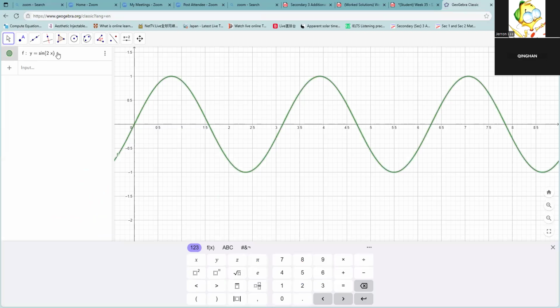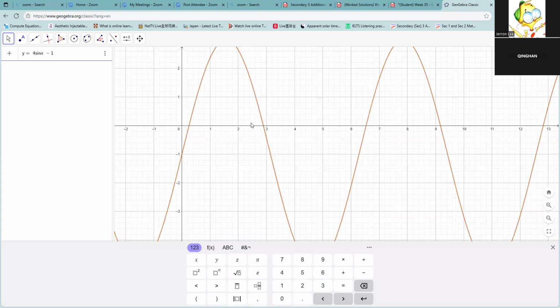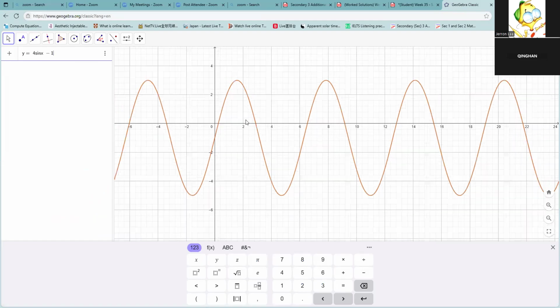So y, okay, let me just remove this, I think. Okay, y equals 4 sine x, right? Okay, hope that it works. Oh my god, so big. Let me just make it smaller. Okay, so something like this.